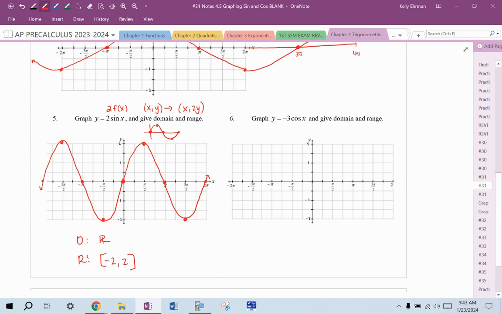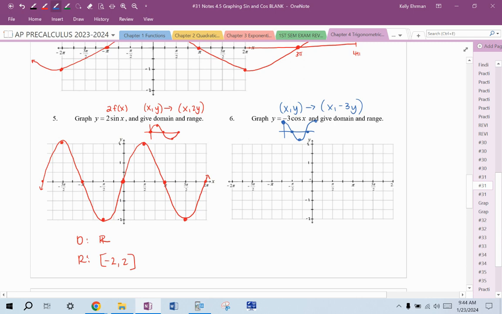All right, so -3 cosine x. So this is going to take all of the original x, y coordinates and multiply the y values by -3. So this should be an x-axis reflection and a vertical stretch. The original cosine graph starts at 1, 0, -1, 0, 1.